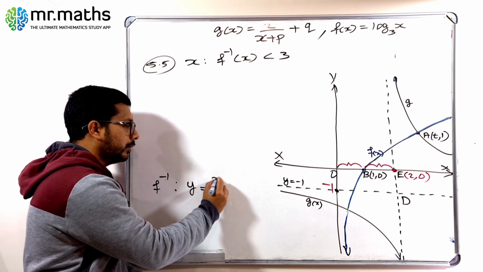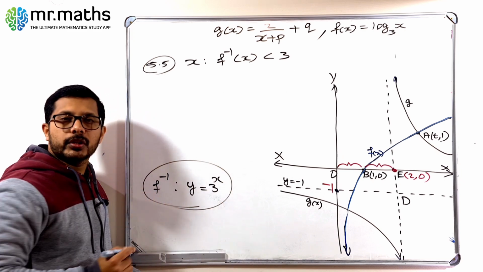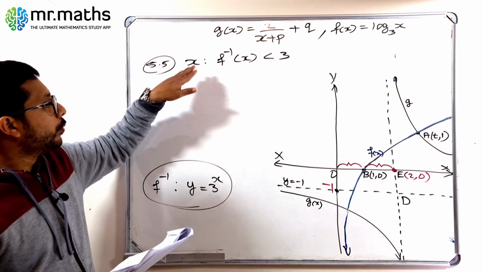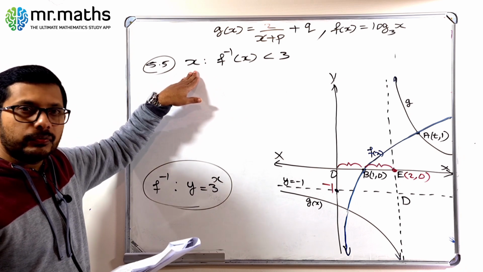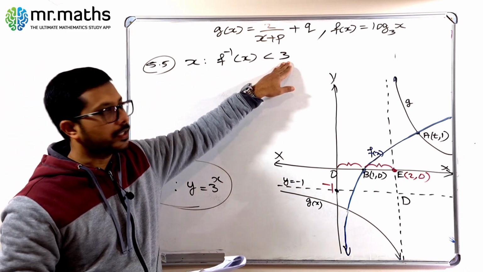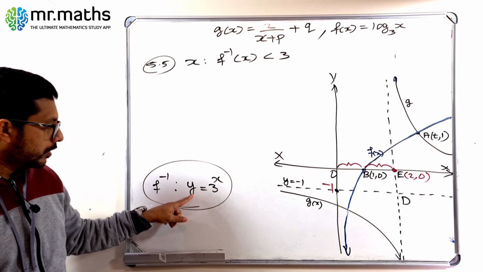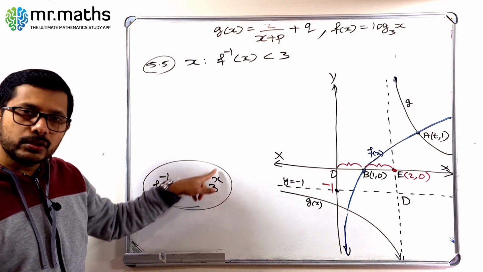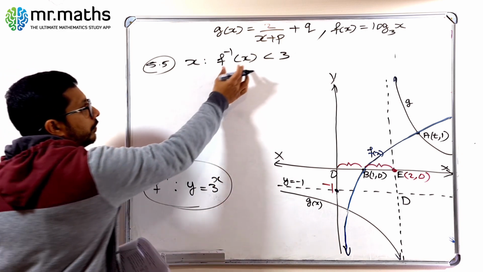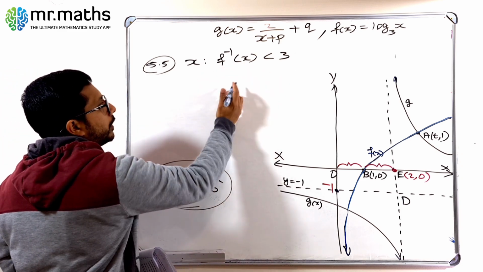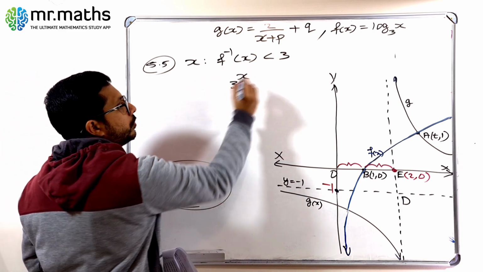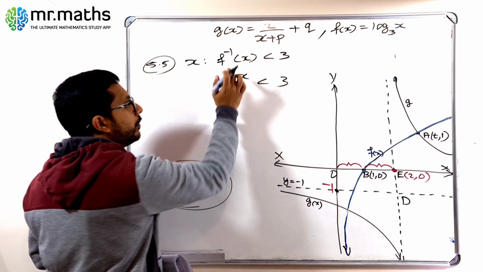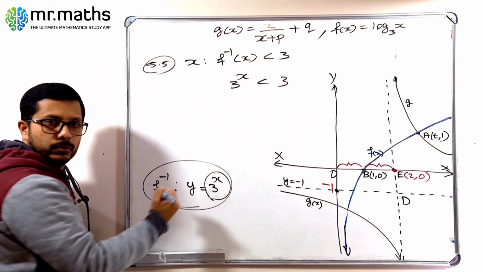Y is equal to 3 raised to x. This is the equation of f inverse we got. Now this question is, you have to find the value of x where f inverse of x is less than 3. From the previous question we know that f inverse of x is 3 raised to x. So instead of f inverse of x, we can write 3 raised to x is less than 3.